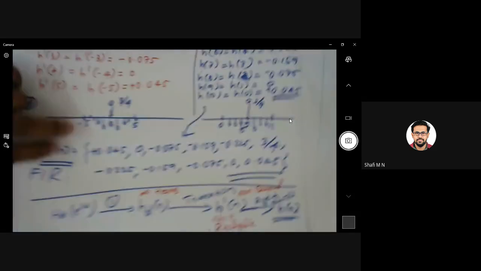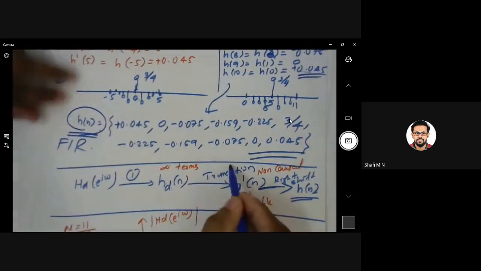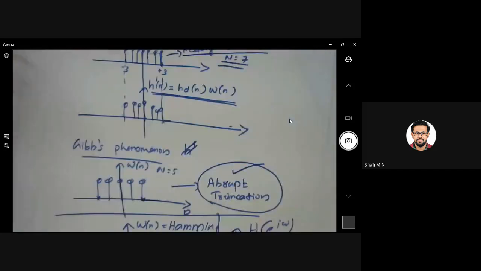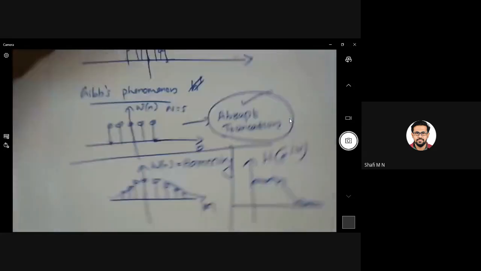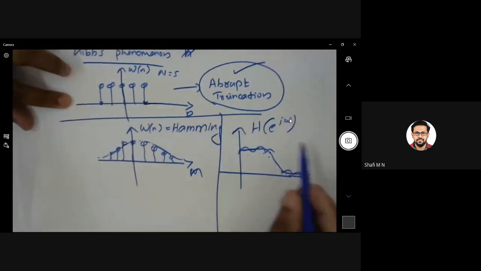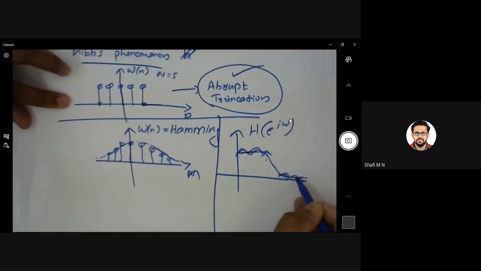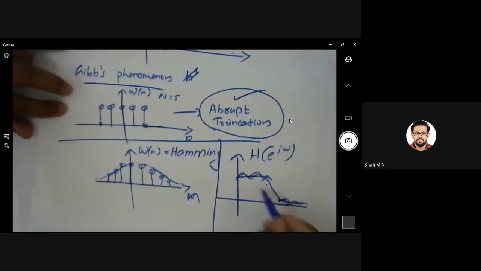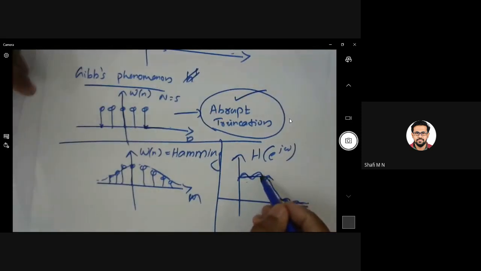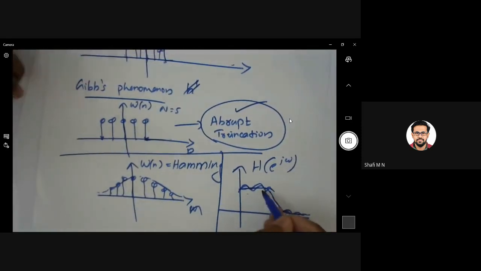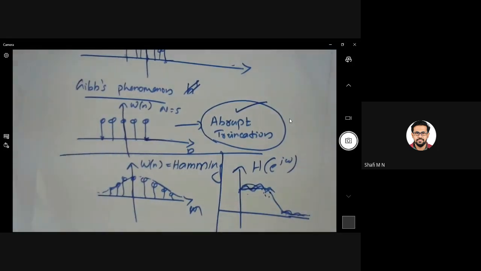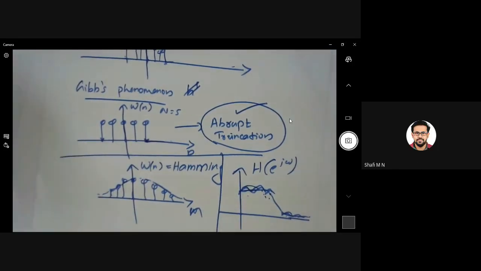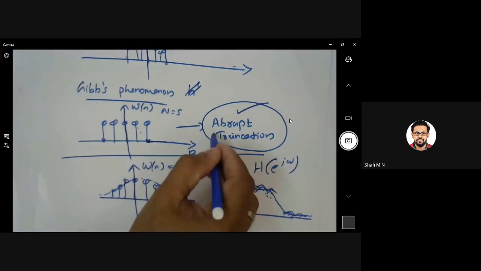This is the time domain. This is your h of n. If you take the frequency domain plot, if it is a low pass filter, it will be like this. You will have some oscillations in the response, and this phenomenon is referred to as Gibbs phenomenon. So what is the reason behind this Gibbs phenomenon? Abrupt truncation. The rectangular window has an abrupt truncation.